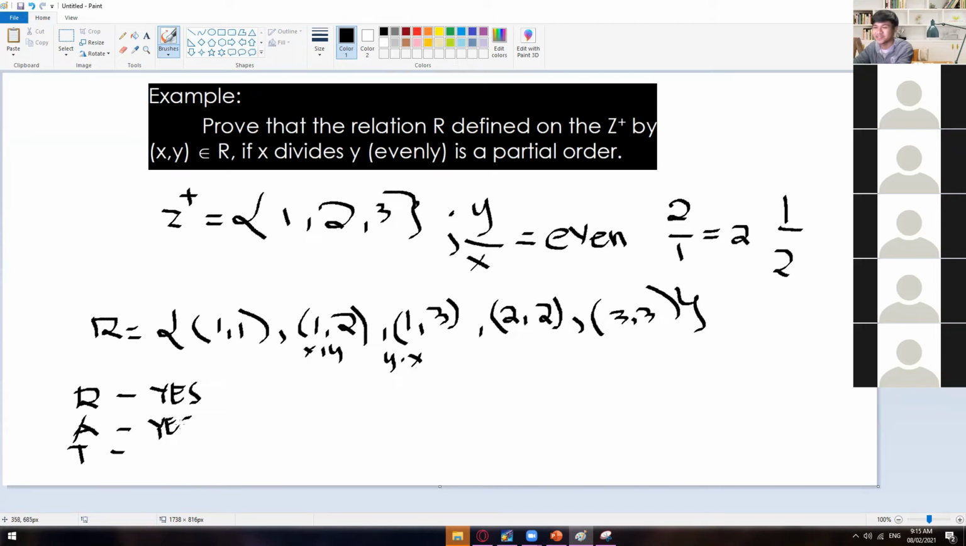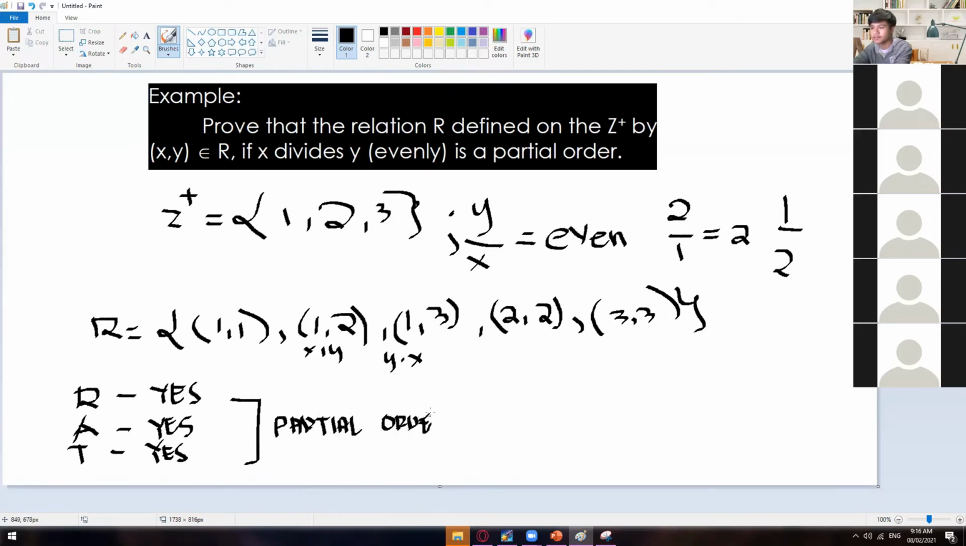All right. So this one is anti-symmetric because we don't have 2, 1. We have 1, 2, but we don't have 2, 1. We have 1, 3, but we don't have 3, 1. How about transitive? Yes, so yes, transitive also. We have 1, 1, 1, 2. We also have 1, 2. What else? 1, 2, and then 2, 2. We also have 1, 2, which is this one. So as you can see, this one is a partial order. If all of those are yes, then you could say that this one is partial order.